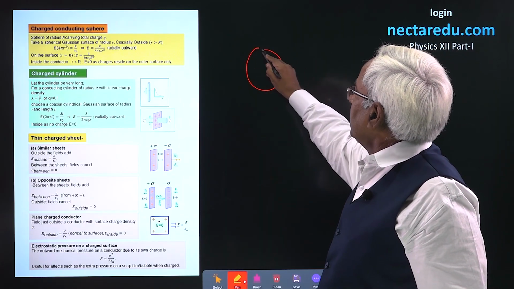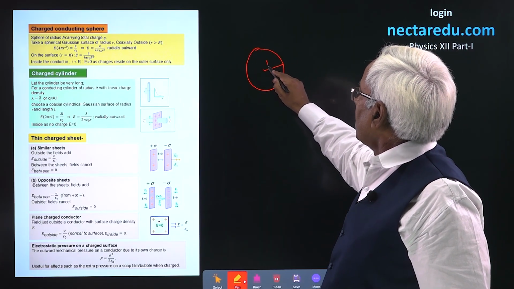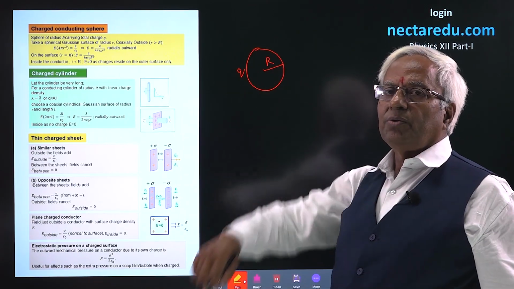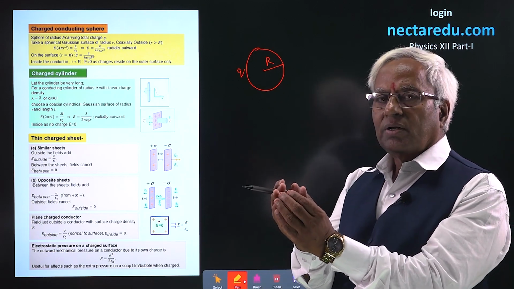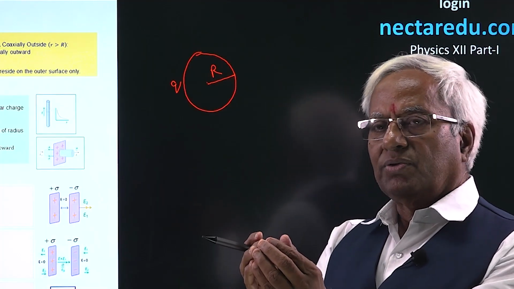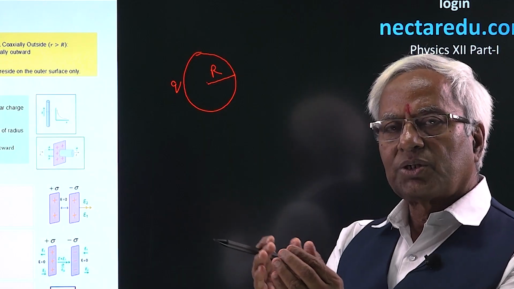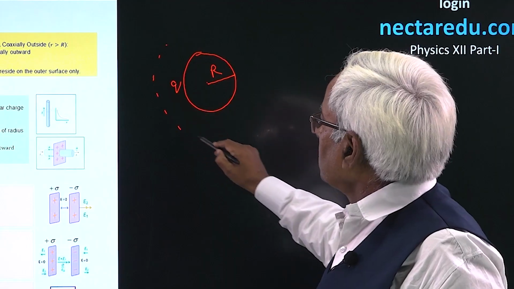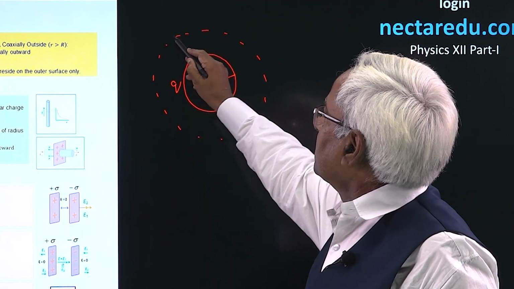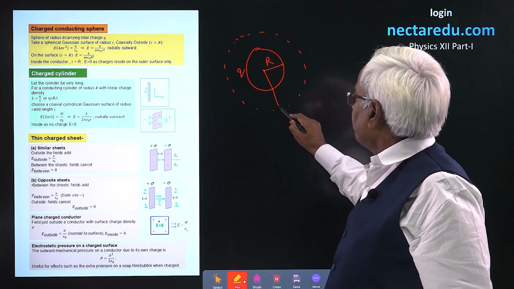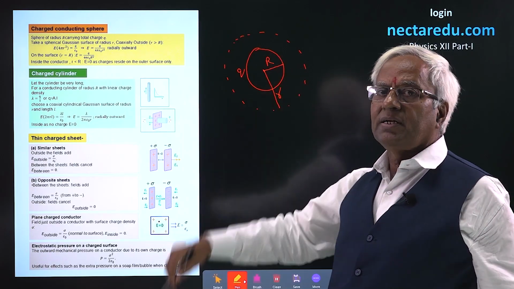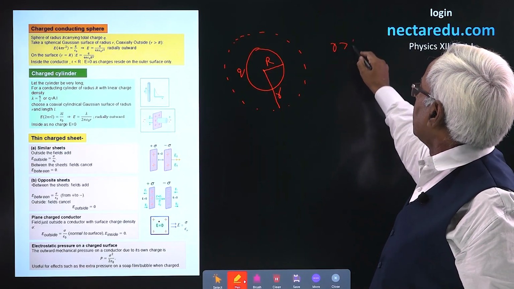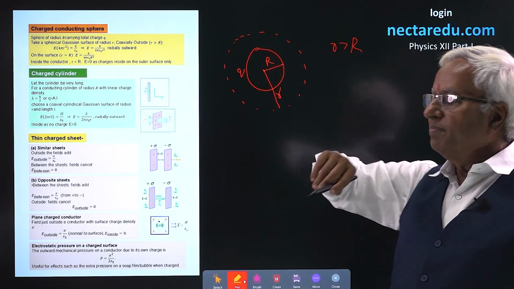Suppose the sphere is having the radius capital R and the charge given to it is Q. You know the charge is enclosed on the surface only. Rather, you can say it is confined to the surface only. If we consider a Gaussian surface around it, obviously the Gaussian surface is going to be of spherical shape. Let's suppose its radius r is greater than the radius of the sphere.